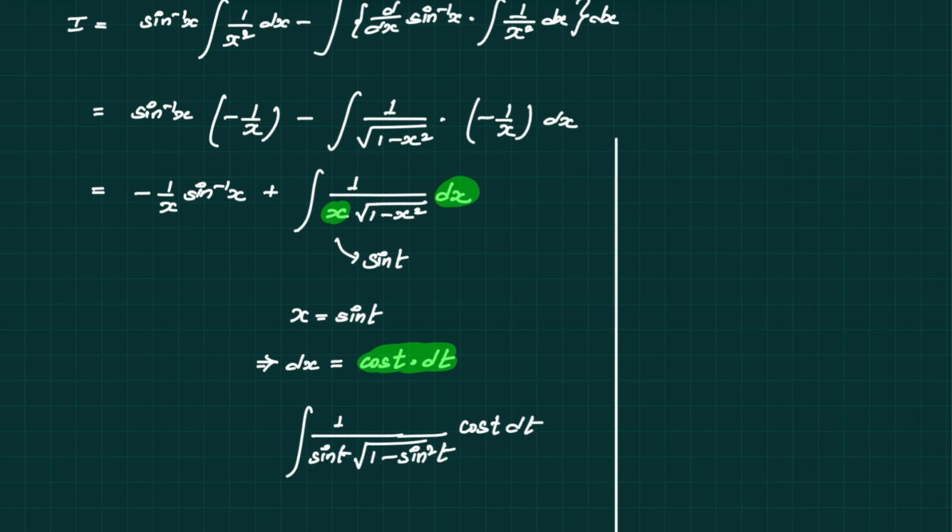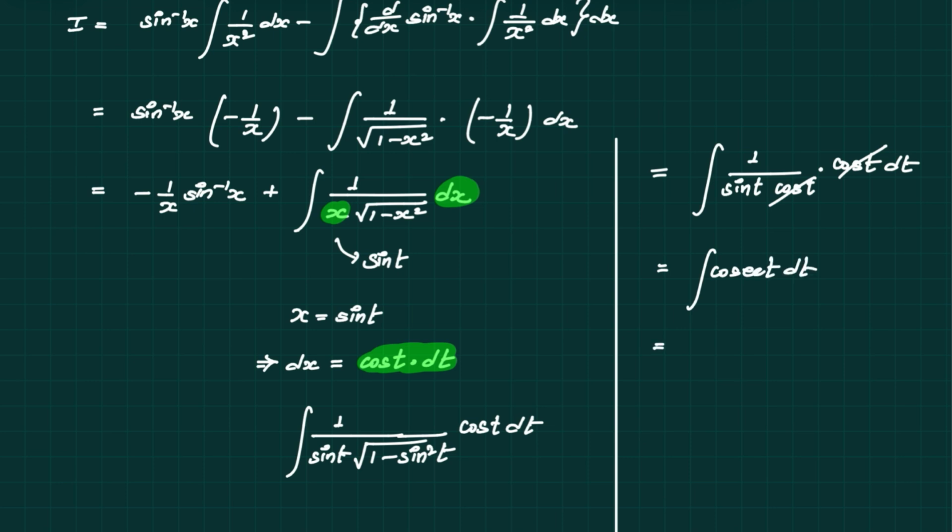So, simplifying the second integral, we will have 1 by sine t into square root of 1 minus sine square t, which is cos t, into cos t dt. Here cos t and cos t got cancelled, hence we will have integration of 1 over sine t, that is integration of cosec t dt.